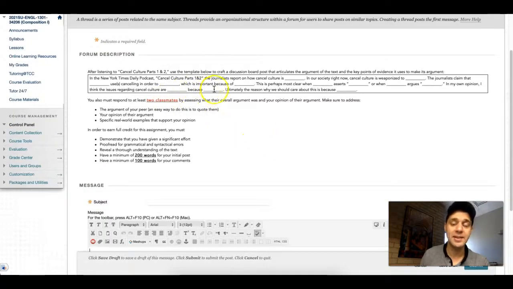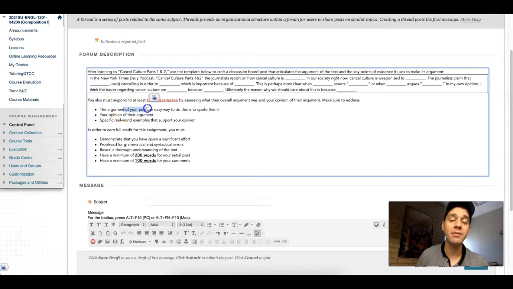So in addition to making this initial discussion board post, you also have to comment on at least 2 classmates by assessing their overall argument and giving your opinion of the argument. So you need to address the argument of your peer. I need you to analyze, because it's Unit 1, analyze what it is they're saying. What's the argument that they are making? Okay? Clarify it. Summarize it in your own words. Something that's really helpful that I would highly encourage you to do is actually quote them. Copy and paste their words in your comment. That will help you tons. Please, please, please do that. That will make your grade higher.